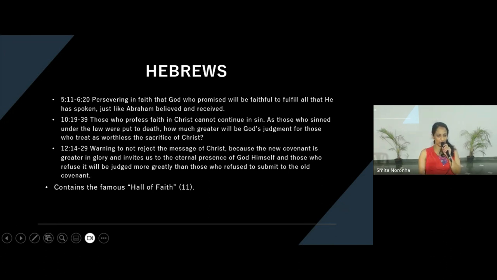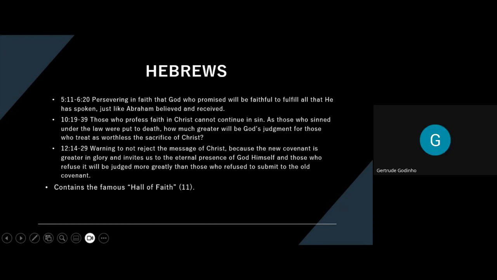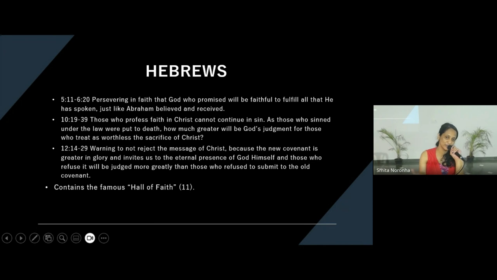Then the fourth one is chapter 10, verses 19 to 39. It talks about walking in holiness, that you cannot continue in sin if you proclaim that you have faith in Christ. In the Old Testament, those who did not walk in obedience to the law were put to death by the witness of 2 to 3 witnesses. Okay, so 2 to 3 witnesses gave testimony and they were put to death.